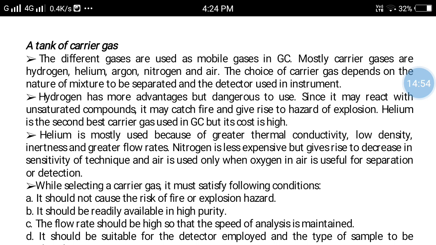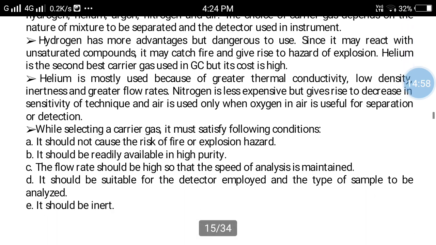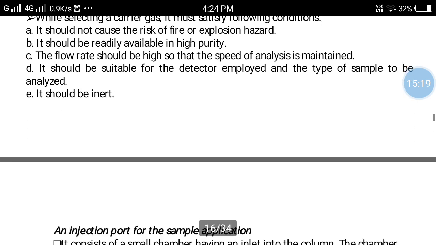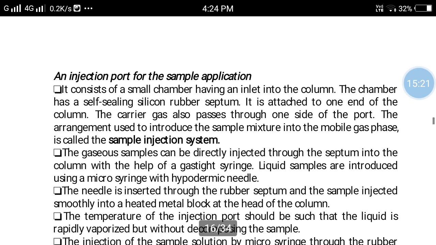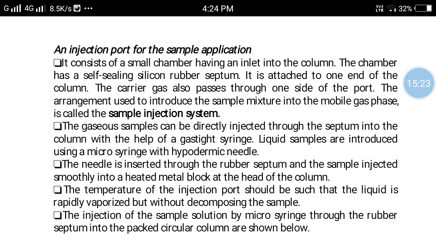While selecting a carrier gas, it must satisfy the following conditions. It should not cause the risk of fire or explosion hazard. It should be readily available in high purity. The flow rate should be high so that the speed of analysis is maintained. It should be suitable for the detector employed and the type of sample to be analyzed, and it should be inert.